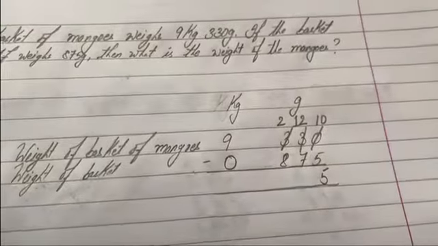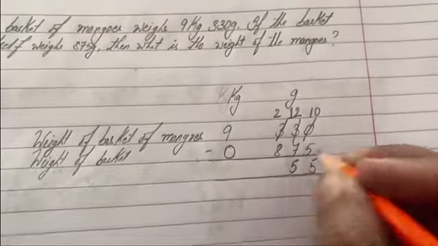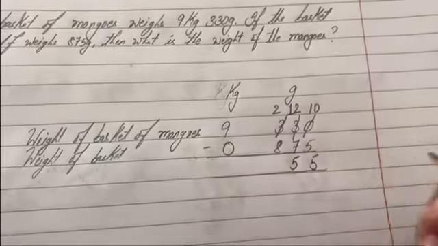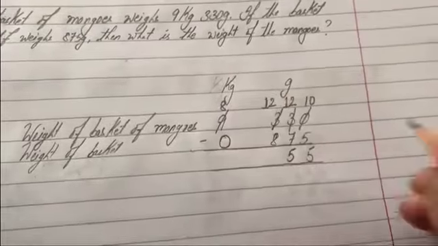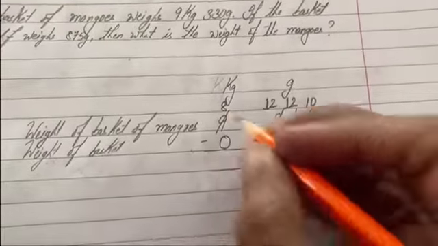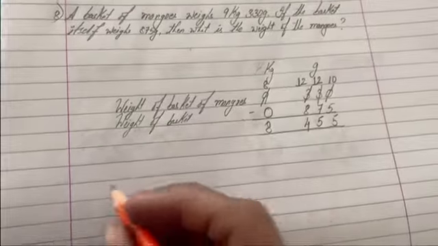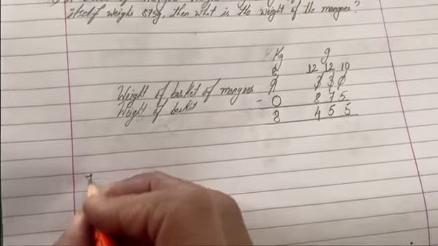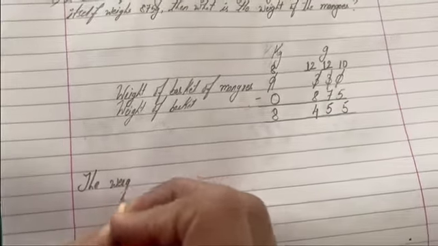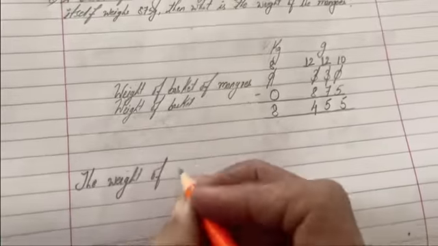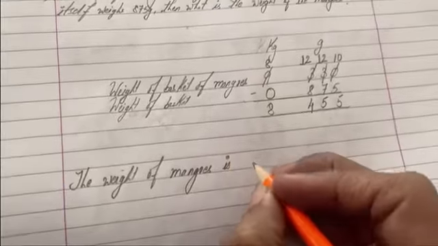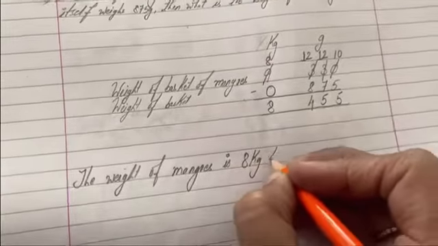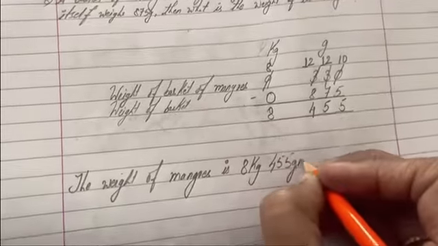So 12 minus 7 is 5. Now again 2 is small and 8 is big, so we'll make this 12 and we'll cancel this and we'll make this 8. So 12 minus 8 is 4, 8 minus 0 is 8. So the weight of mangoes is 8 kg 455 grams.